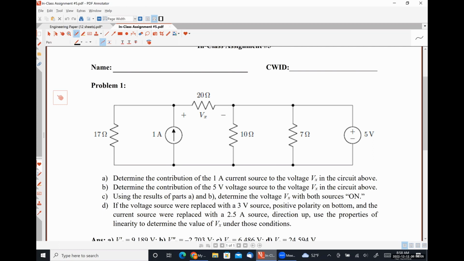Simply use the results of parts A and B, add them together, and you should get the answer for part C. Similarly, in part D, I tell you that if the voltage source were replaced with a 3-volt source, meaning that it's scaled by a factor of 3/5 or 0.6, and the current source were replaced with a 2.5 amp source, meaning it's scaled by a factor of 2.5, tell me what Vx should be. Again, there should be no need for you to do any circuit analysis whatsoever. Simply take your results from parts A and B, scale them appropriately, add the results together.